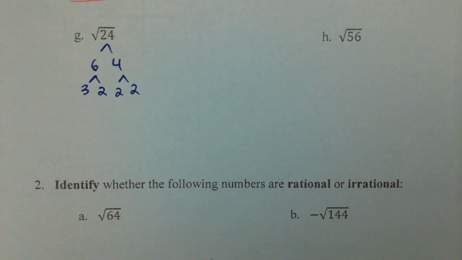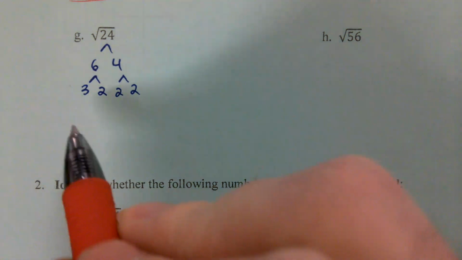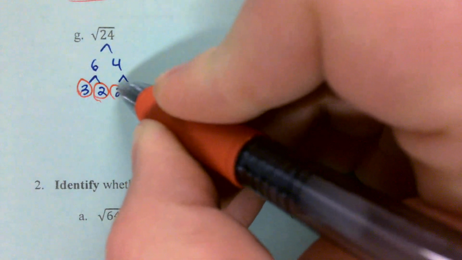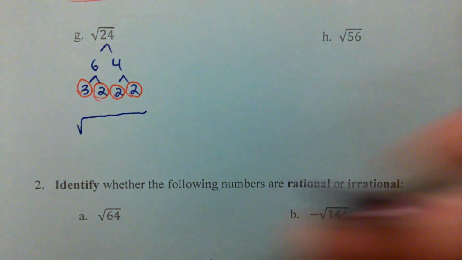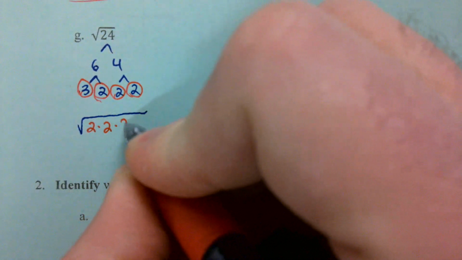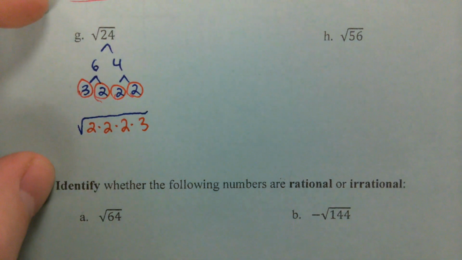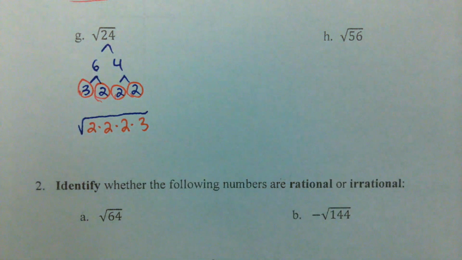Everybody with me so far? Okay. I'm going to circle up all my prime factors: 3, 2, 2, 2. And I'm going to write them underneath my square root. We have not done anything right now but take apart 24 into its components.